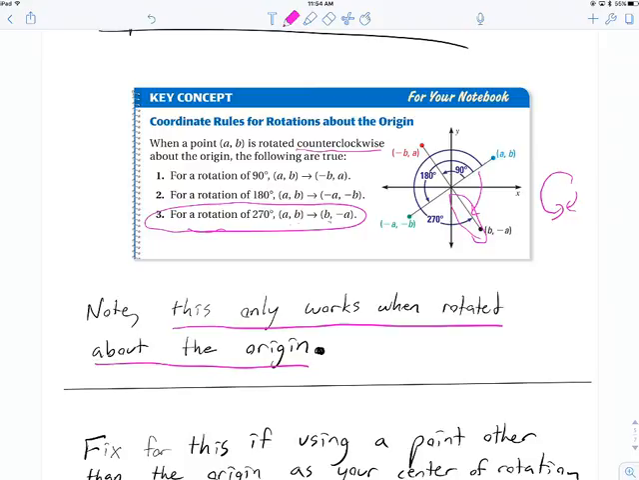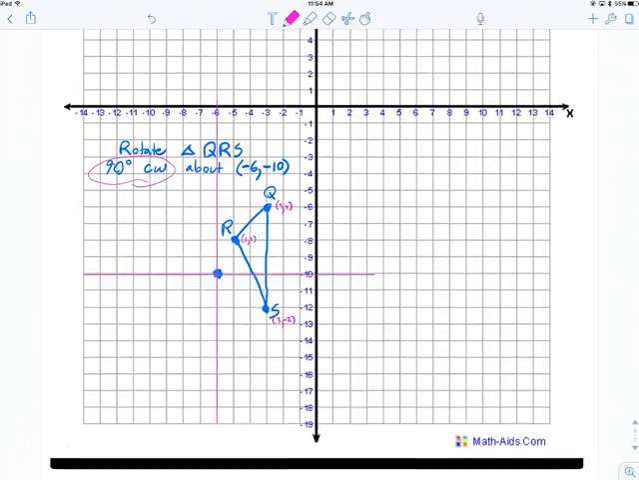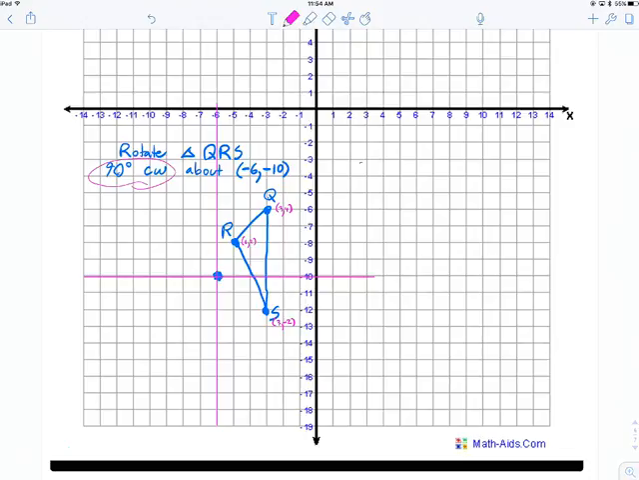So we're going to use this. A and B will switch places, and the second one will become negative. Okay, that's our trick. So let's do it. So we will get 3, 4 will become 4, negative 3. 1, 2 will become 2, negative 1. And 3, negative 2 will become negative 2, negative 3.